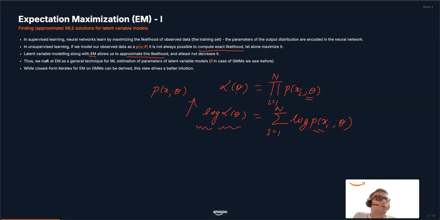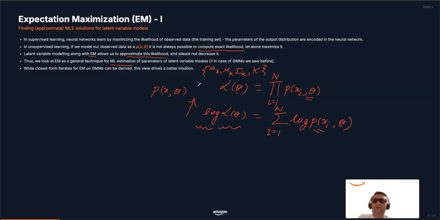So we look at expectation maximization as a general technique for ML estimation of parameters of latent variable models. In our case, with these GMMs, this theta, if you remember, consists of w_k, mu_k, covariance_k, and capital K. So this whole thing is theta, and we want to estimate all of this.